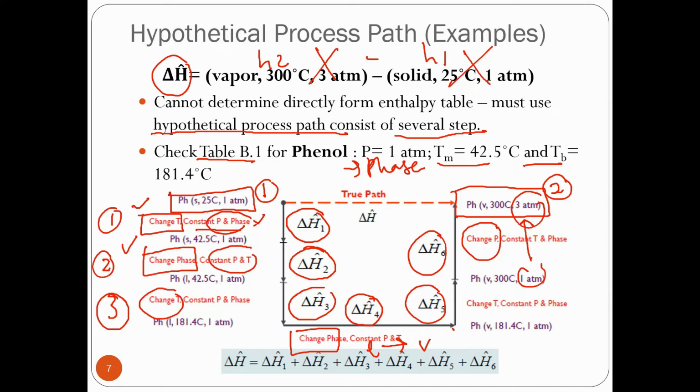So to get the sum of the change of enthalpy from the initial to the final, you need to sum up the enthalpy of each step.